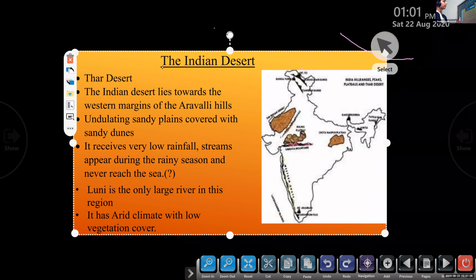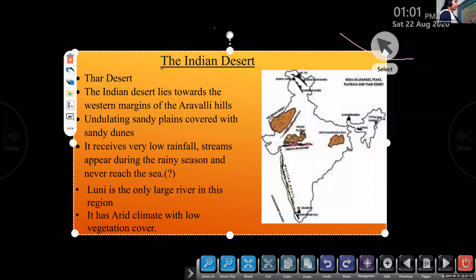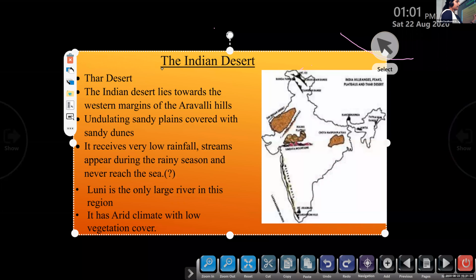Is it clear, dear children? West of the Aravalli mountain ranges, we have the Indian desert. The Thar desert is known as the Indian desert. Its name is Thar. Then, what about the features of the Indian desert?